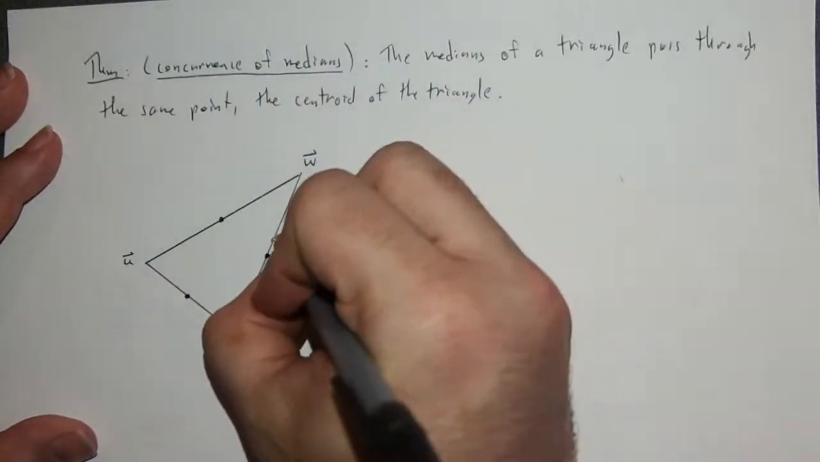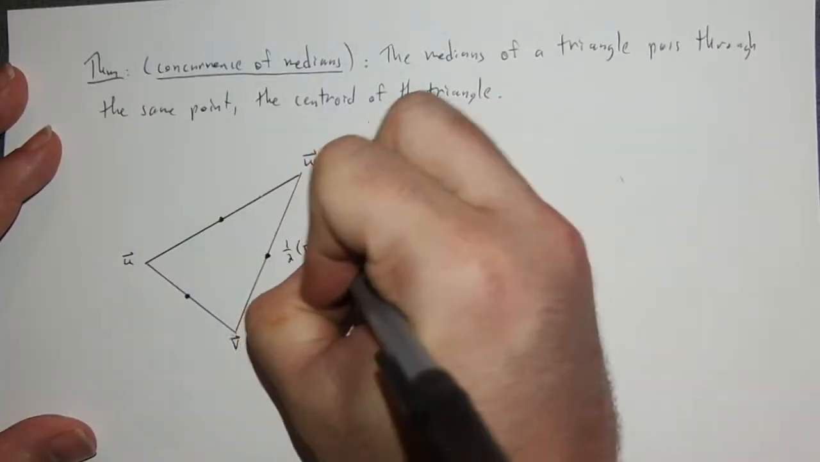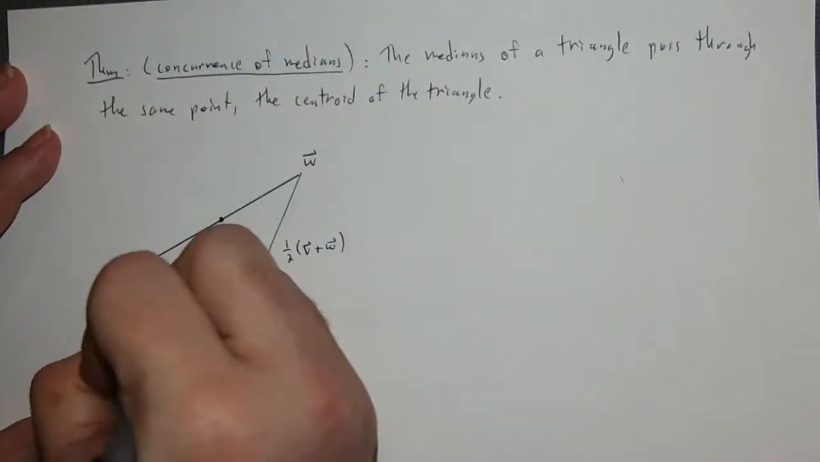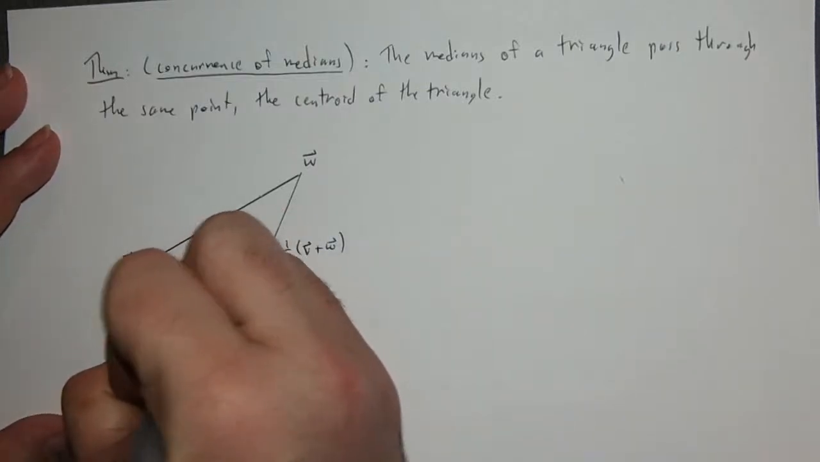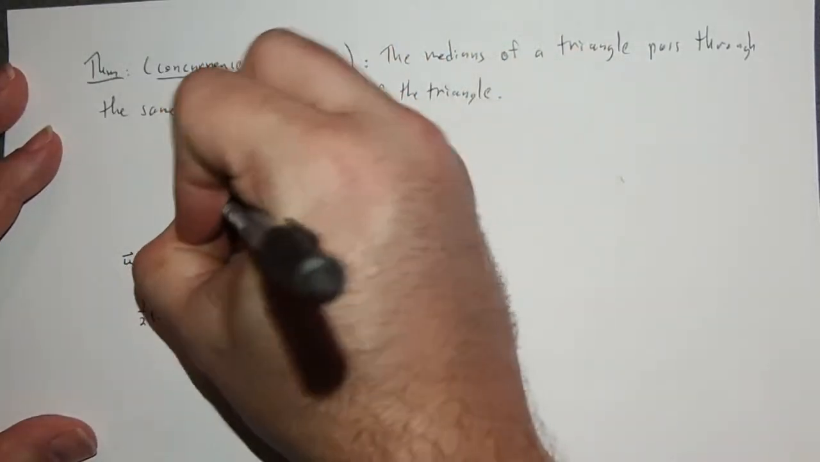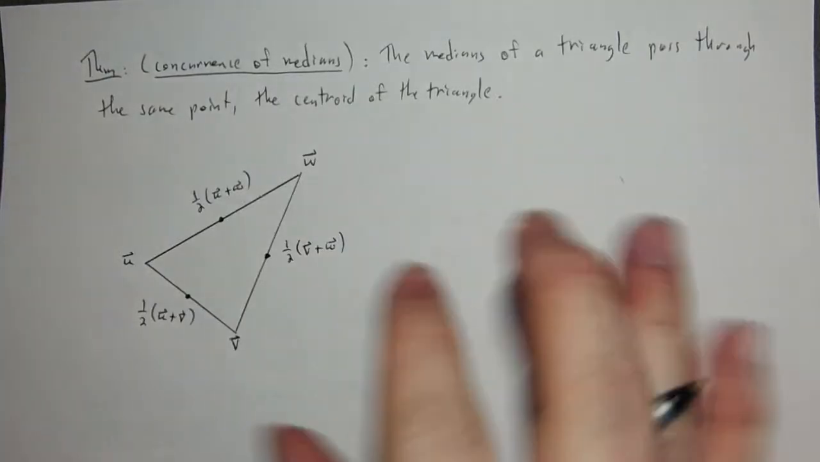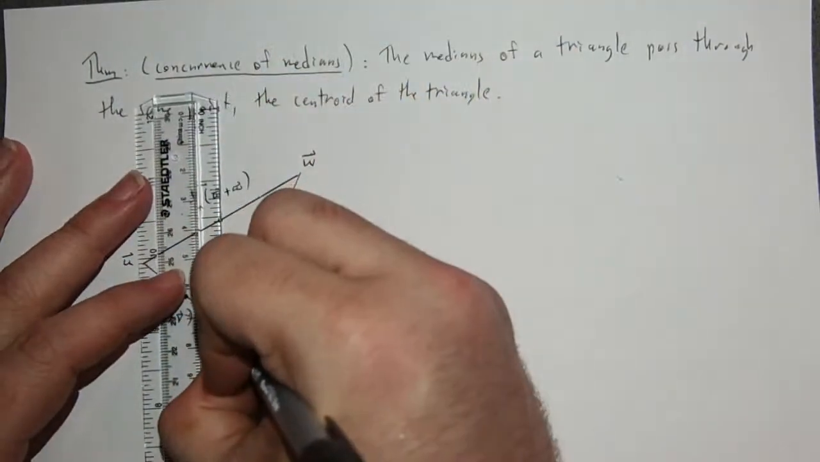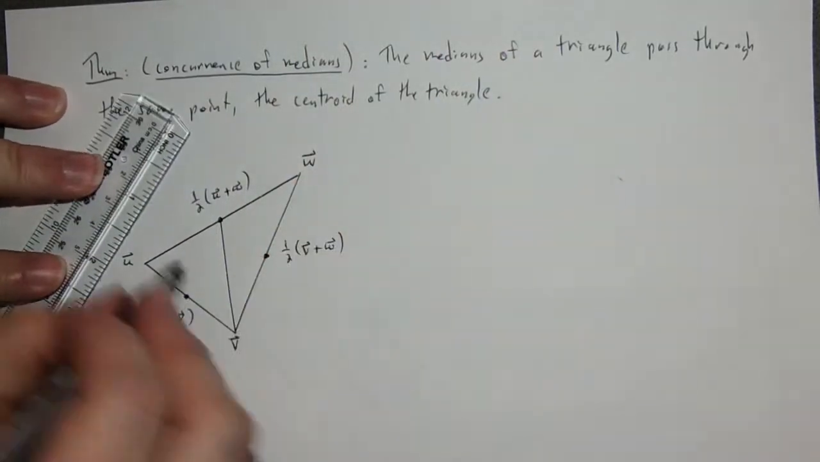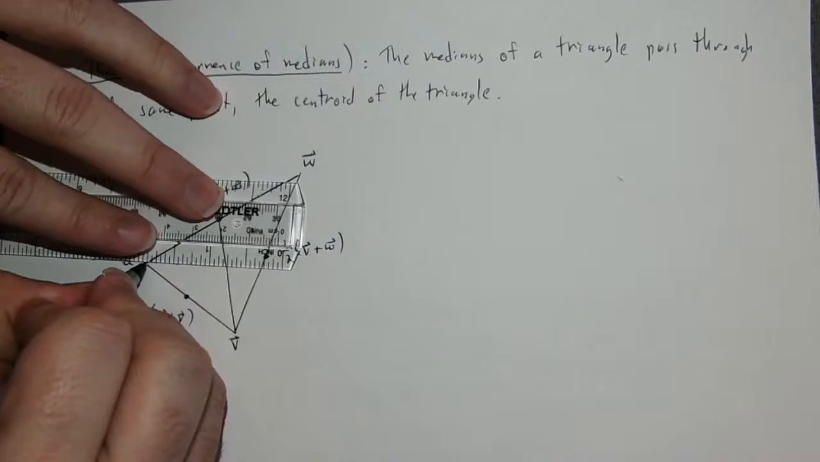What are these points? This midpoint is 1/2 V plus W. This point is 1/2 U plus V. And this point is 1/2 U plus W. Okay, now if I constructed that perfectly fine, then what should happen is that these medians, so a median is from this vertex to the midpoint on the opposite side. Here's another median.